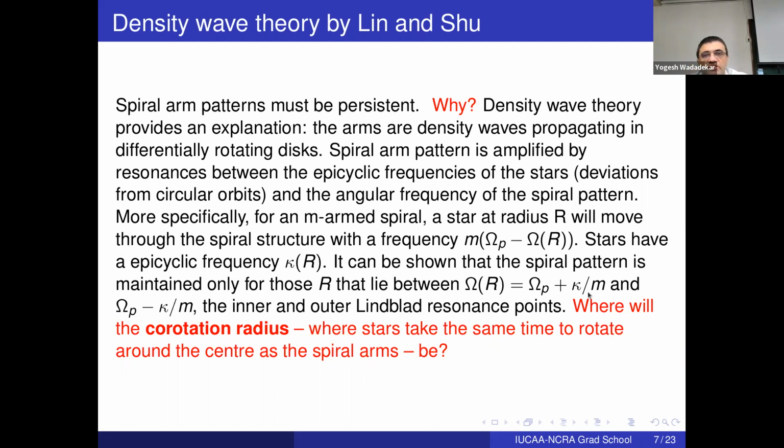And since one of these is a positive number and the other is a negative number, the point where omega(r) equals omega_p is going to necessarily occur somewhere between the inner and outer Lindblad resonances. This is referred to as the co-rotation radius or the co-rotation circle. And what is special about that circle? It turns out that by definition, the time taken for the star to complete one circle around the galaxy center is the same as the time taken for the spiral pattern to rotate once.